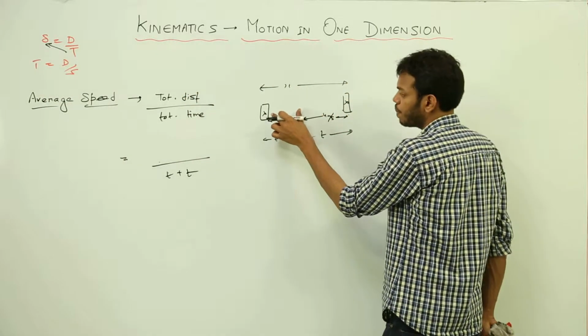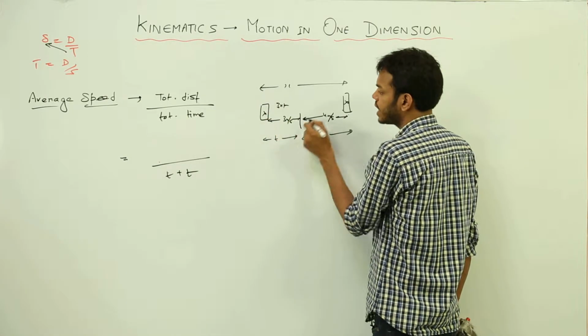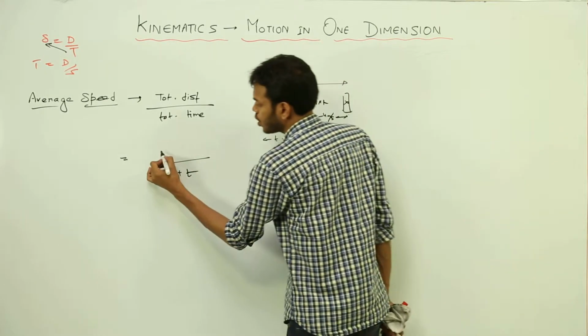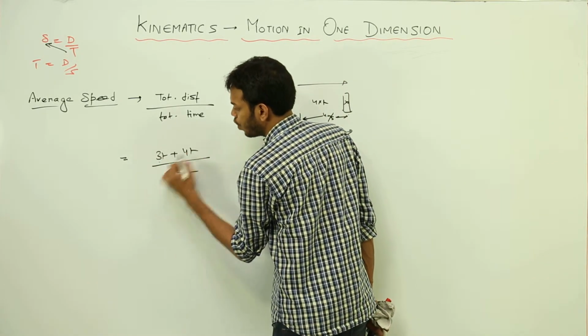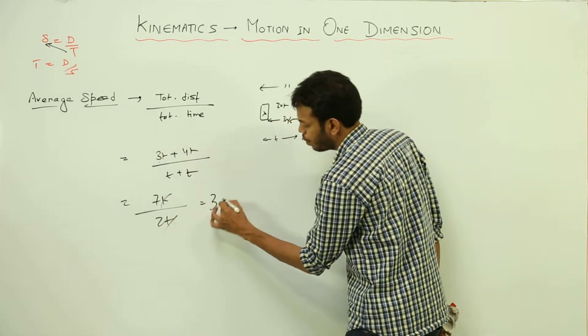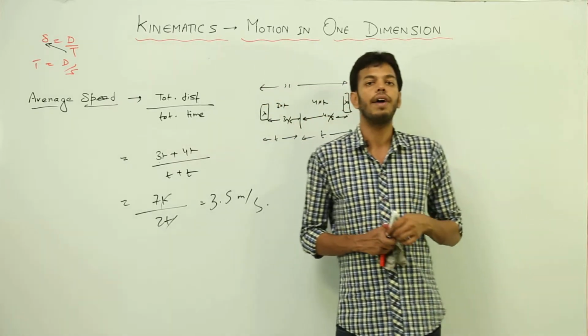So for this part, the distance is speed into time, that is 3 into t, that is 3t. And for this part, it will become 4 into t, that is 4t. So it becomes 3t plus 4t. So 7t over 2t, that is 3.5 meter per second. Simple it was. So this is how you do average speed questions.